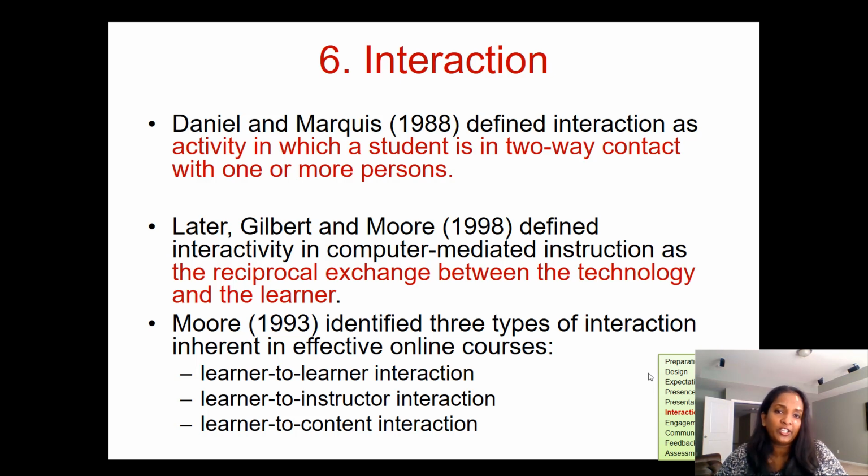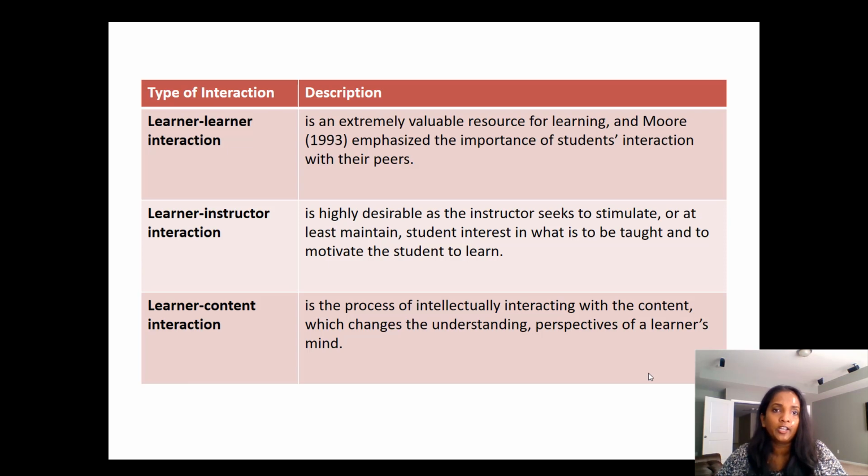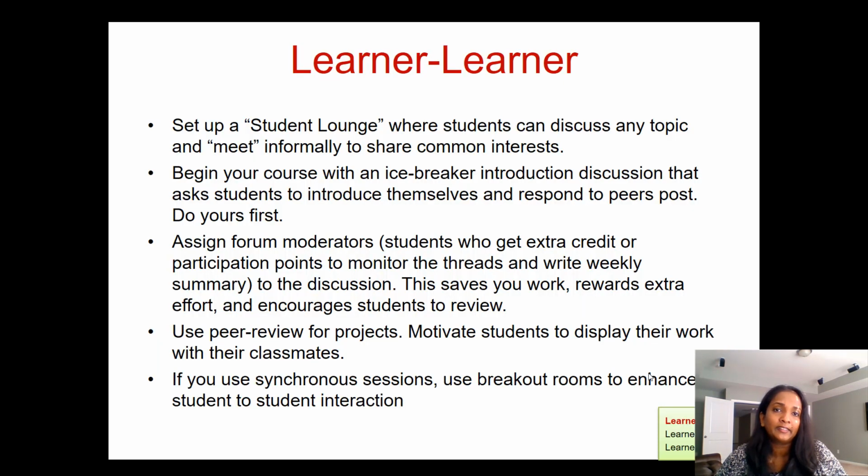Moore came up with three types of interaction: learner to learner, learner to instructor, and learner to content. Learner to learner is anytime you get to engage in conversation with your peers. Learner to instructor is with the instructor, and then with content. Those are the three types of interaction, and all three are very critical in an online setting.